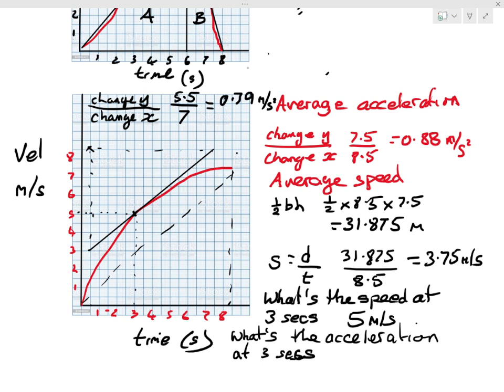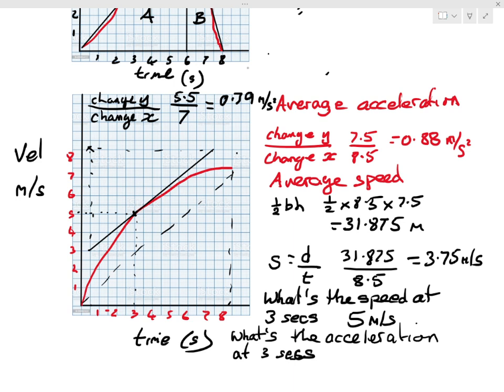Acceleration is done by the change in x and y, and the speed is done by working out the area so that you can use the speed distance time triangle. Anything else on there? No, so remember to draw a tangent.